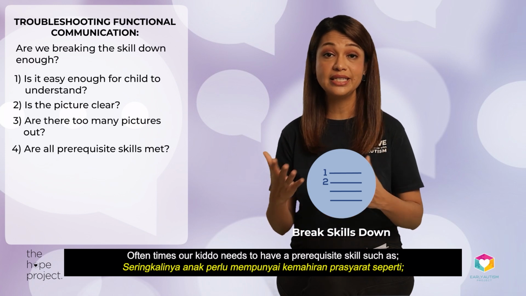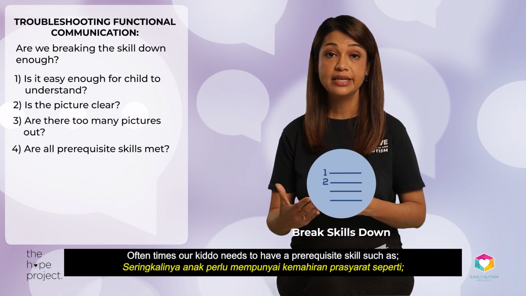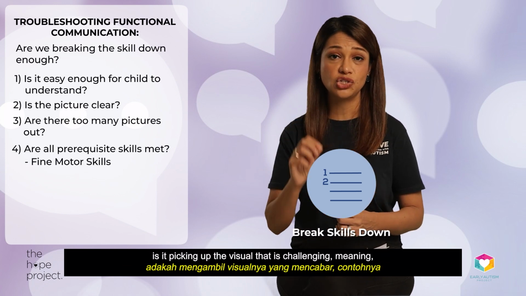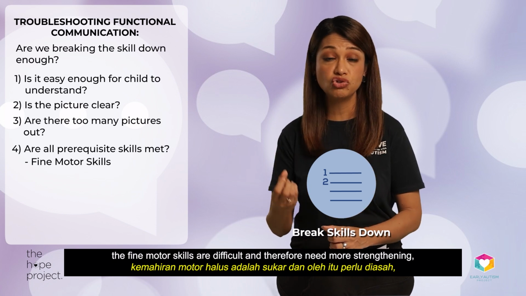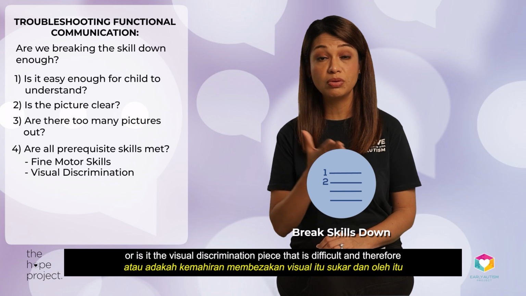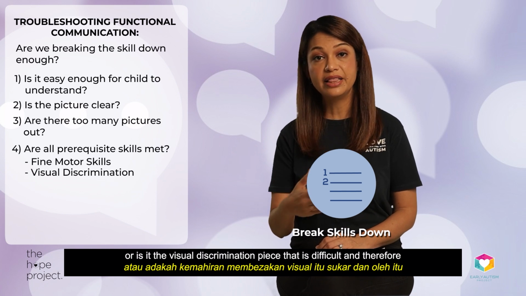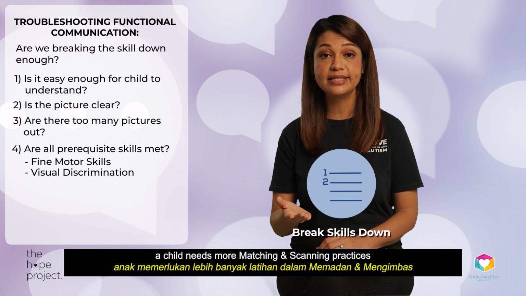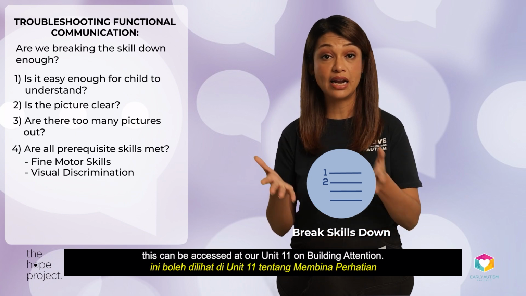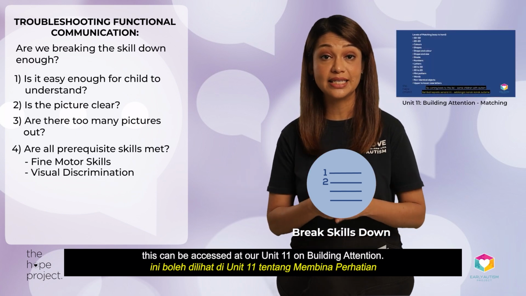Oftentimes, our kiddos just need to have a prerequisite skill, such as is it picking up the visual that's challenging, meaning the fine motor skills are difficult and therefore they need more strengthening, or is it the visual discrimination piece that is difficult and therefore a child needs more matching and scanning practices. This can actually be accessed at our Unit 11 on building attention.